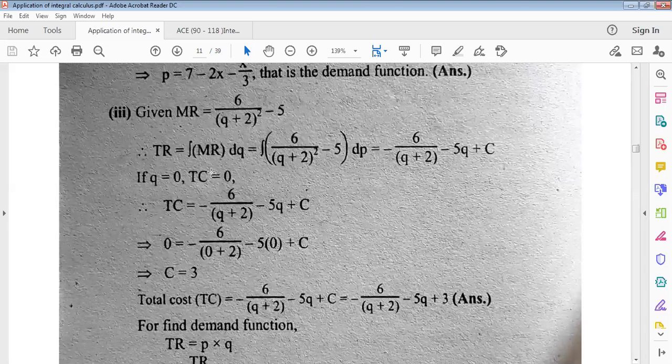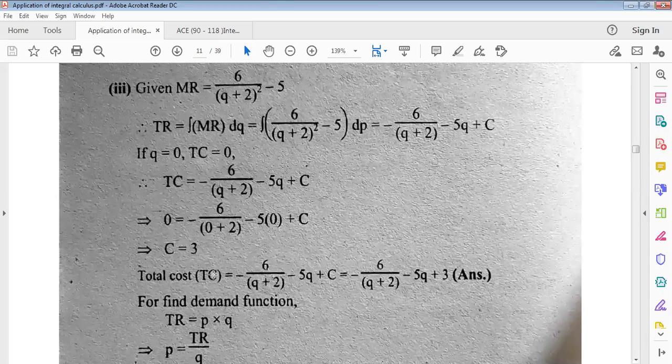When quantity is 0, then total revenue is 0. TR equals 0. So TR equals this, not TC. Total revenue equals minus 6 over this. Now total revenue will be 0 if Q equals 0. Then putting Q equals 0 here, we get the constant term: the integral constant C value will be 3. Now putting C equals 3 here, this will give the total revenue.